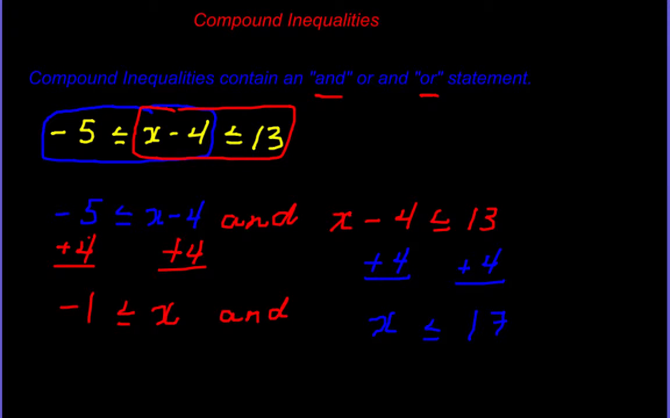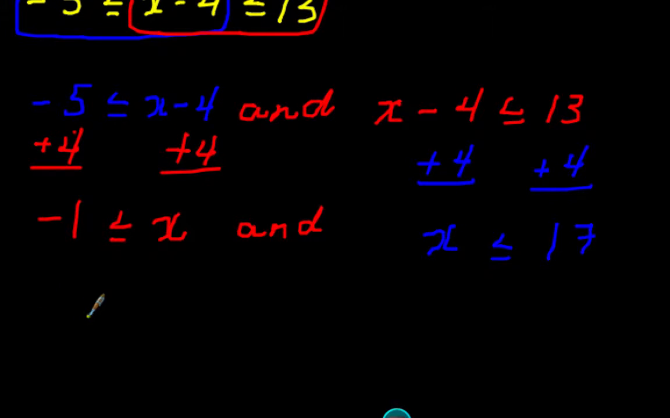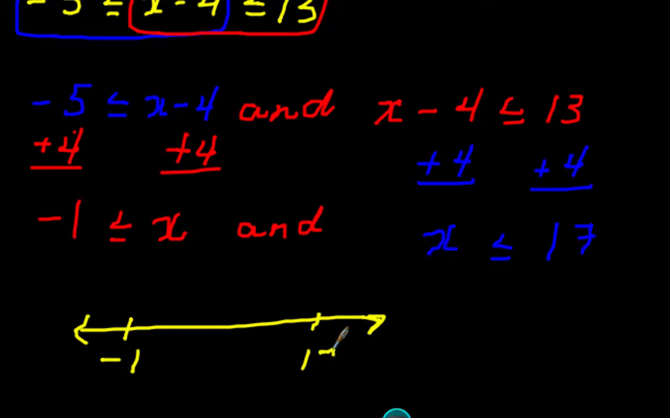Now, if we want to draw this on a number line, we can look at the solutions. Obviously this is not going to be to scale. So we have negative 1, and way down here we have 17. Now these are closed circles because of the lines underneath the inequality. So x is greater than or equal to negative 1 goes this way, and x is less than or equal to 17 goes this way.